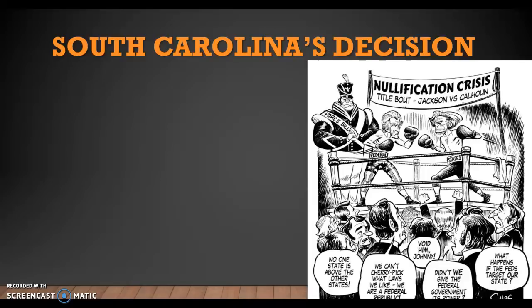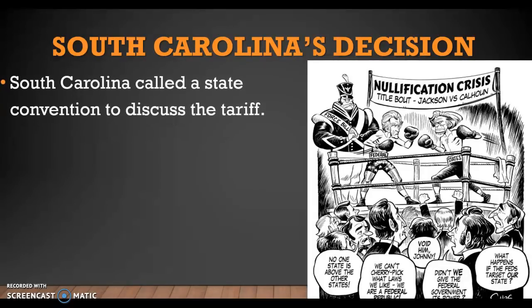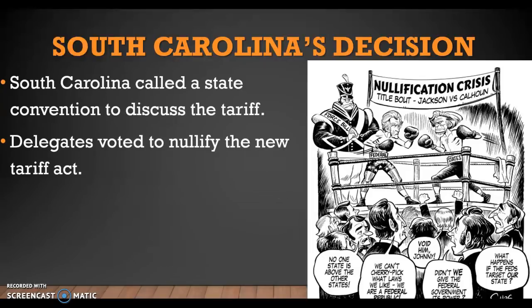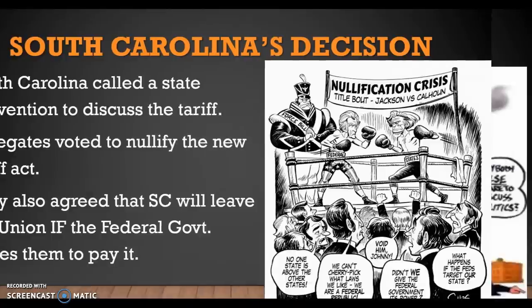So now we have South Carolina's decision. What are they going to do? South Carolina called a state convention to discuss the tariff. Delegates voted to nullify or to get rid of this new tariff. They also agreed that South Carolina will leave the Union if the federal government forces them to pay it. So that's very important. This is the first time that a state is actually voting to leave the Union, and they got a good chance of actually passing it. And we'll discuss South Carolina later because they play an important role in the Civil War.